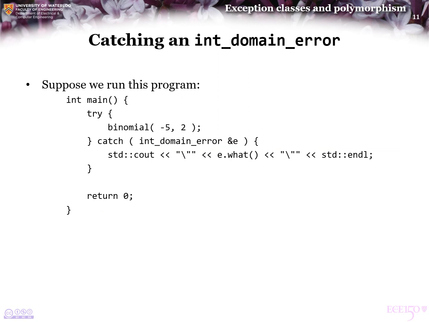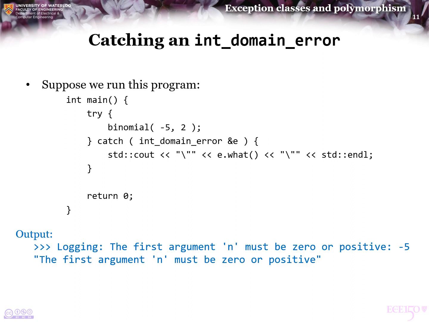Now, suppose we try to call this program that explicitly calls binomial with an invalid first argument. We're going to catch a domain error, and then we will call the what member function on it, printing whatever it prints inside of double quotes. When we execute this, the exception is thrown and then caught.